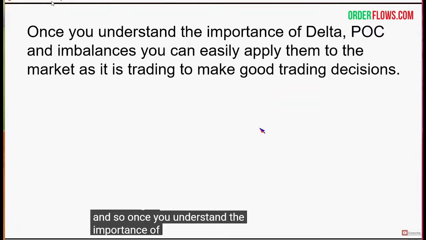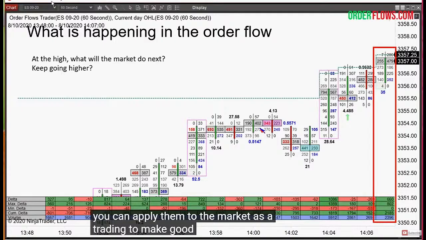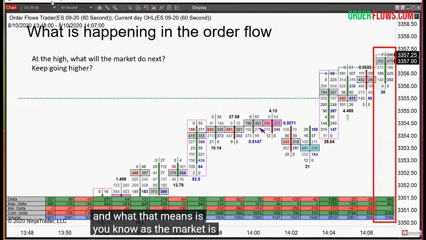And so once you understand the importance of delta, point of control, and imbalances, you can apply them to the market as it's trading, to make good trading decisions. And what that means is, as the market is trading, as it's unfolding, you're able to make instant decisions based on what you're reading in the market. Now, this is yesterday in the evening.